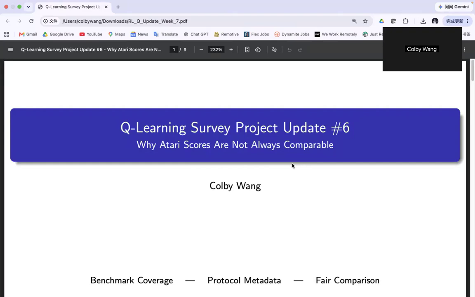This week's update continues the benchmark analysis direction from last week. Last week, we talked about the Atari benchmark coverage heatmap, which algorithms were evaluated on which game categories. This week, Hamna extended that idea with a protocol metadata table. The main question is no longer only was this algorithm evaluated, but also under what conditions was it evaluated. The core message is that Atari scores are not always directly comparable, even when they appear in the same table.